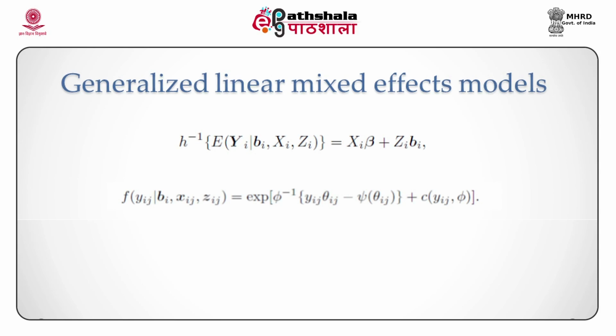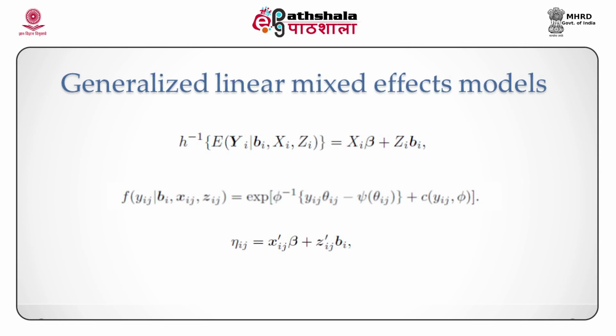Now, of course, eta ij is the linear predictor. It is given by eta ij equal to x ij prime beta plus z ij prime b i, and we assume that eta ij summarizes the effect of all covariates on y ij through the link function h inverse.